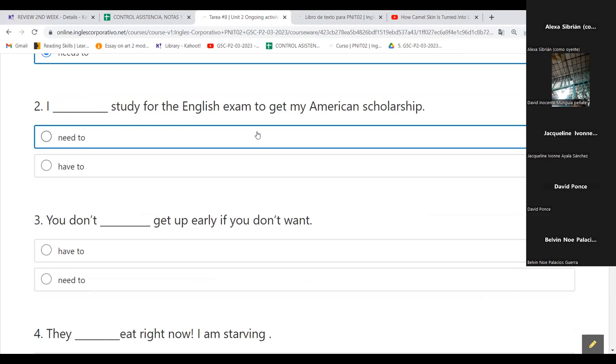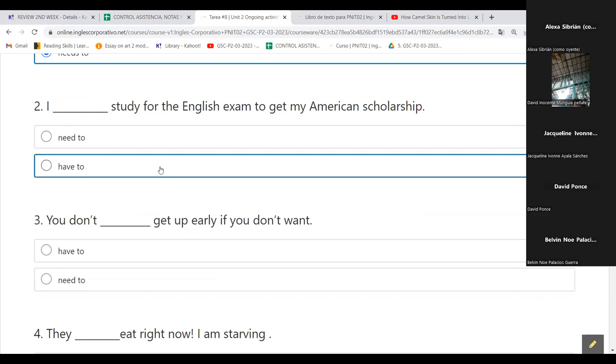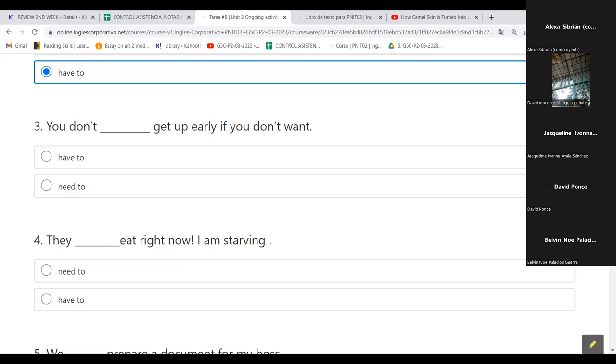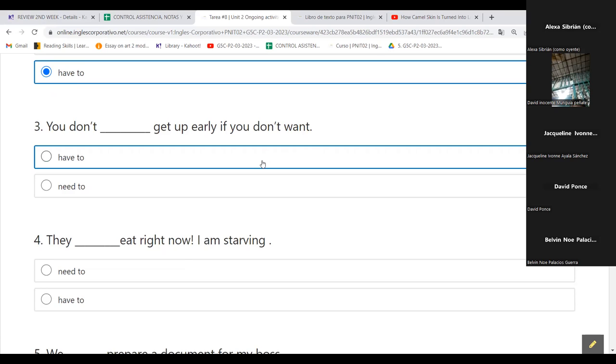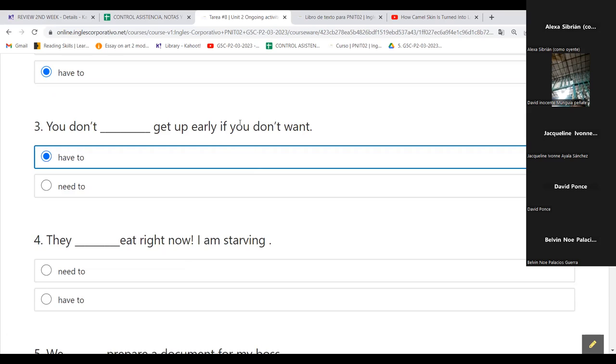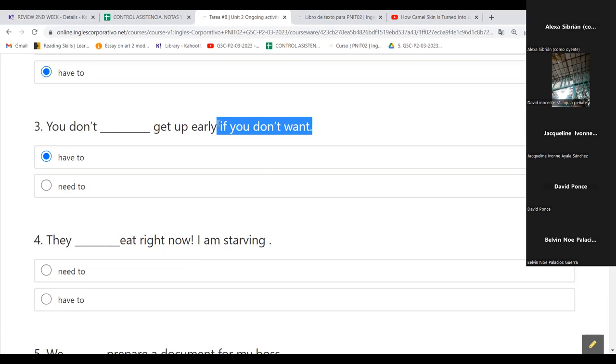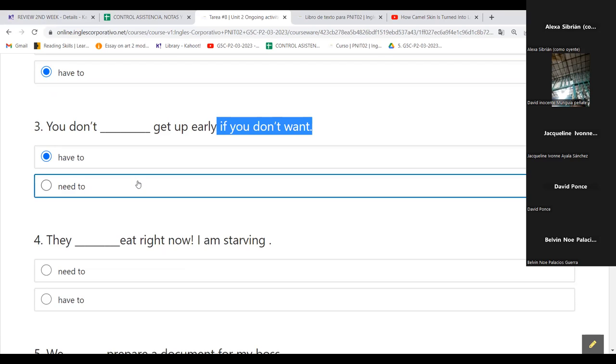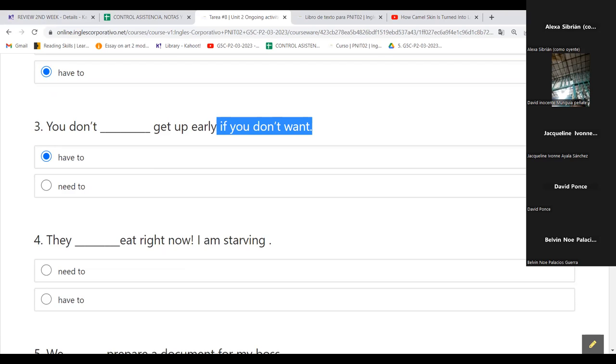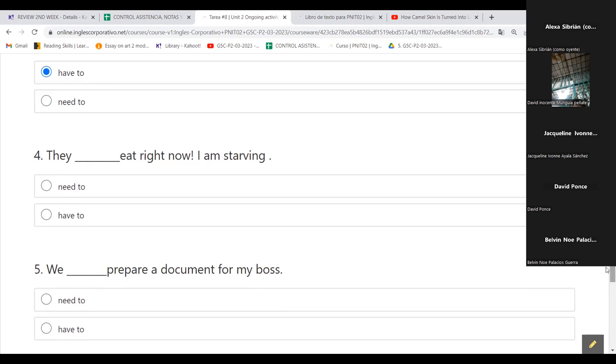Number 2. I study for the English exam to get my American scholarship. I have to study for the English exam. Number three, you don't get up early if you don't want. No tiene, no levantarse temprano si no lo quiere. Need to. Aquí sería happy. Porque el de esta, esto es de la respuesta. El dice, si no quiere. ¿Okay? Si no quiere. Entonces, es obligación levantarse temprano. No es. Porque si no quiere, no lo haga. Right? Number four. They eat right now. I am starving. Ellos comer ya mismo.